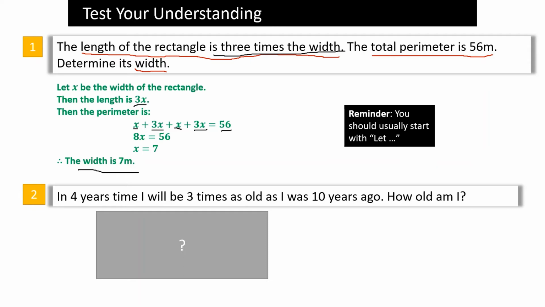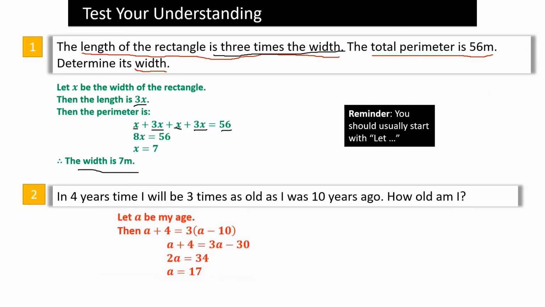Now let's look at question number 2. In 4 years' time, I will be 3 times as old as I was 10 years ago. How old am I? So from here, we can therefore let A be equal to my age. So if A is equal to the age, then in 4 years' time, I will be 3 times as old as I was 10 years ago.